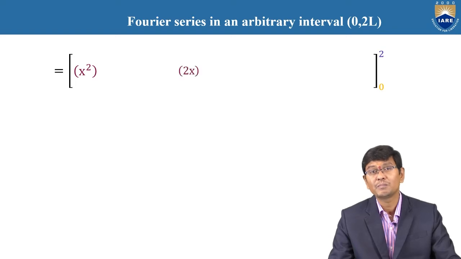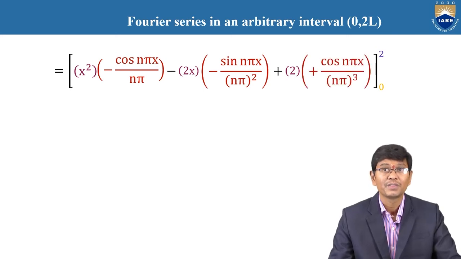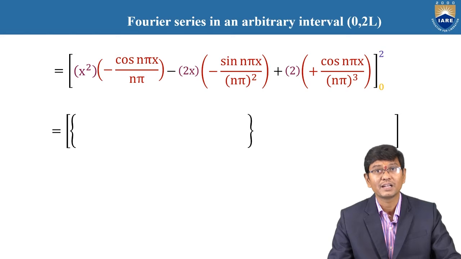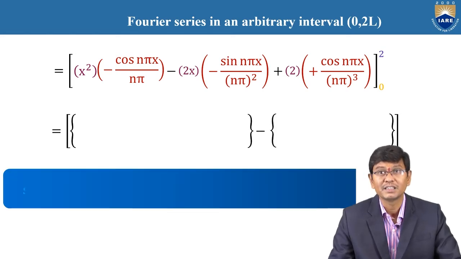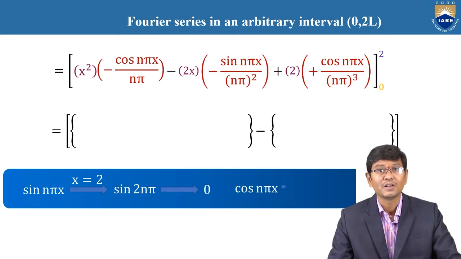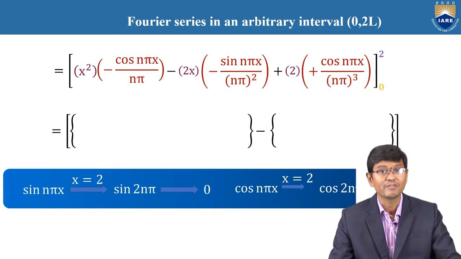Therefore, while replacing the upper limit, it is clearly x square into minus cos n pi x by n pi, according to the integration by parts. Now we need to replace the upper limit and also the lower limit. Similarly, as in the previous one, the value of sin n pi x at x equal to 2, that is sin 2 n pi, is equal to 0. And similarly, cos n pi x at the point x equal to 2, that is cos 2 n pi, is also 1.